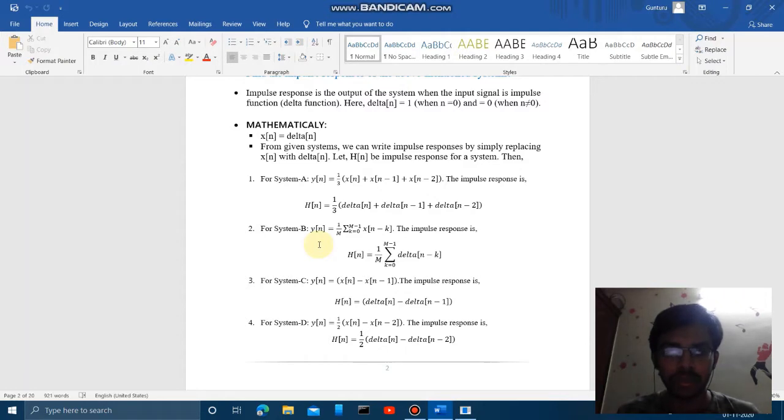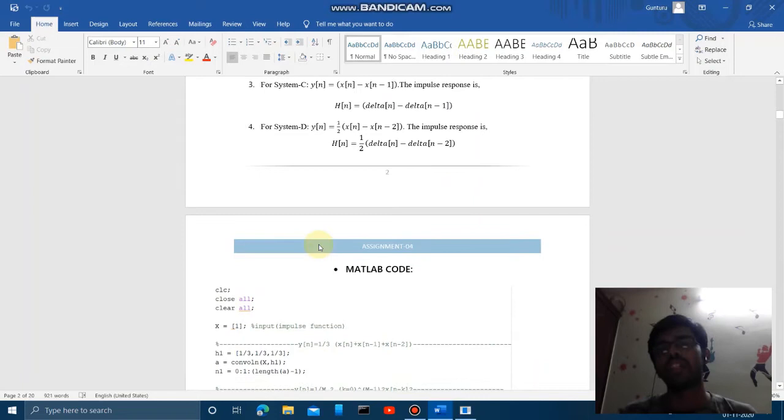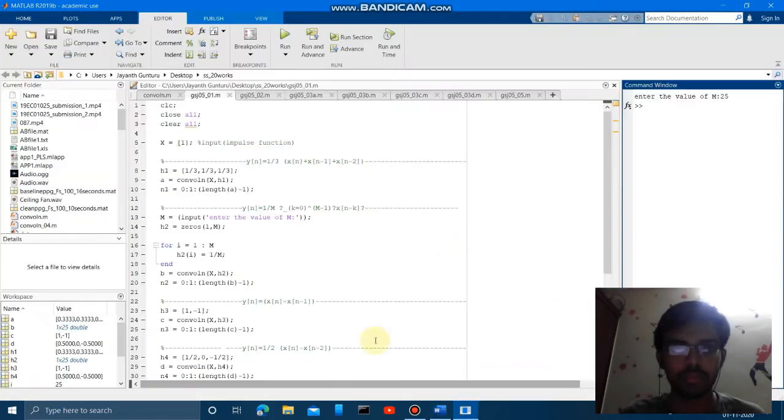For the last system, y of n equals 1 by 2 into x of n minus x of n minus 2. The impulse response is h of n equals 1 by 2 into delta of n minus delta of n minus 2. That is, h of n equals 1 by 2 when n equals 0 and minus 1 by 2 when n equals 2. Here we have seen it mathematically. Now we will see it in MATLAB and plot the graphs of the impulse responses.